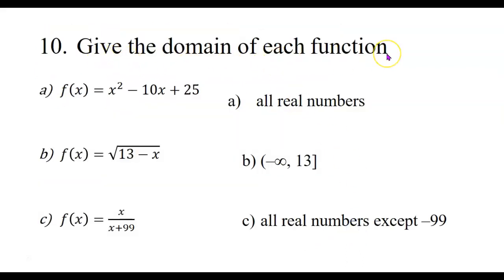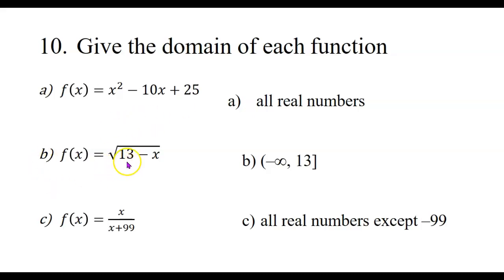Now this asks for the domain of each function. Remember, that is the set of numbers that we are allowed to plug into the function, and it will work. It will be defined. It will give us a real number answer. So for x squared minus 10x plus 25, the domain is all real numbers. For any polynomial, you can plug in anything you want for x, and you won't get any kind of error. So the domain is just all real numbers.